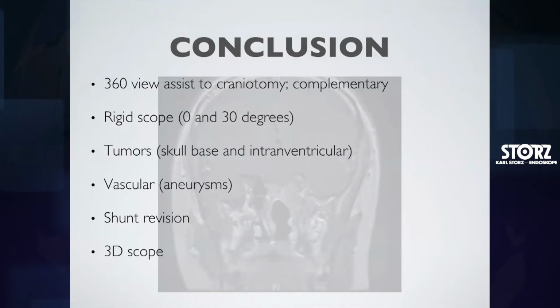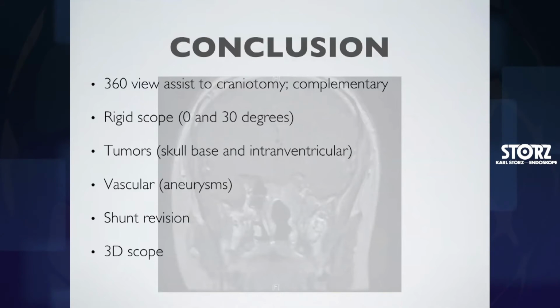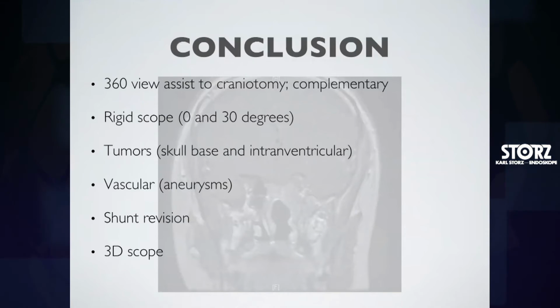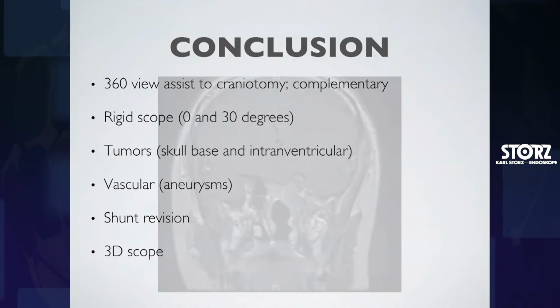So we use these kinds of assists. They're very complementary. We're always thinking about how to use that rigid scope with an open case to get us that better visualization. Most of this is for skull base. I would say it's rarely used in, say, a routine medulla of the 4th ventricle, but you could do that if you were trying to look up into the aqueduct from the other way.